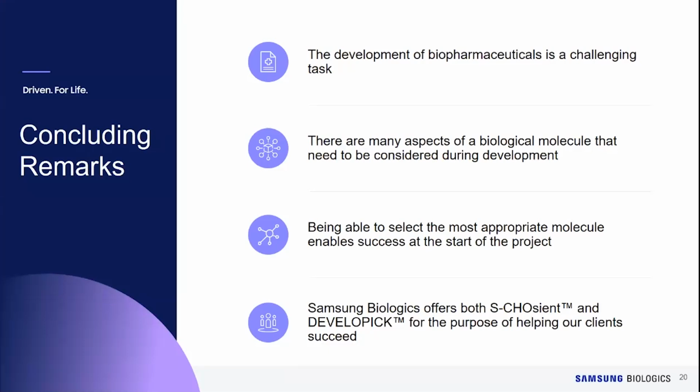Thank you, Derek. I want to show the last conclusion for our DEVELOPICK presentation. As you all know, the development of biopharmaceuticals is a very challenging task, and there are many aspects of a biological molecule that need to be considered during development. Therefore, being able to select the most appropriate molecule enables success at the start of the project. Samsung Biologics offers both S-CHOSIN and DEVELOPICK for the purpose of helping our clients succeed. Thank you for listening to this presentation.